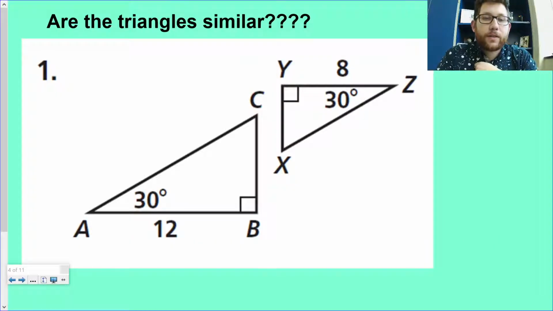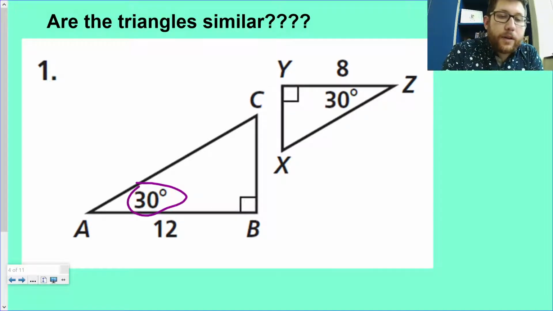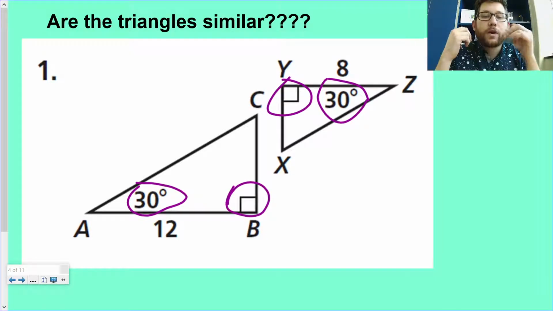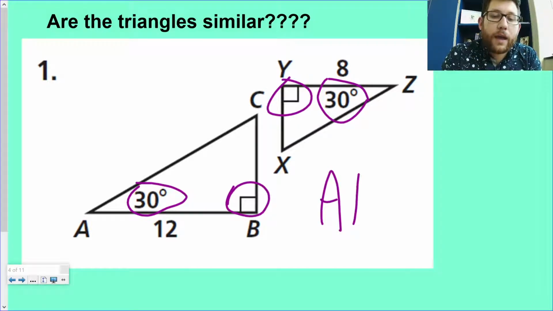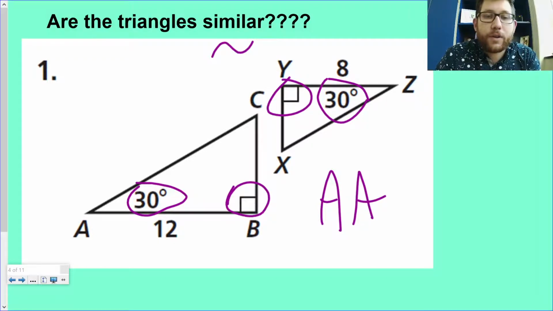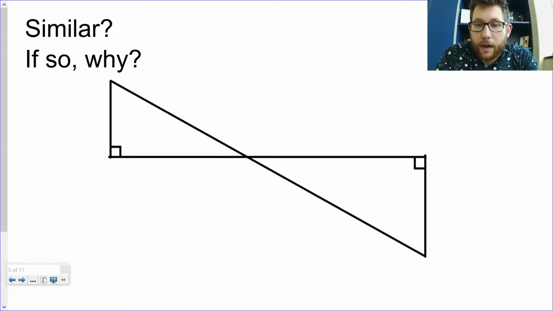So let's take a look at this. Are these triangles similar? Well, I notice I've got a 30-degree and a 30-degree, so that checks out. I've got a 90-degree and a 90-degree, so two thumbs up. I don't even have to look at the sides. I've got an angle and an angle. These triangles are similar. And remember, our symbol for similar is this one squiggle, instead of congruent where it has an equals underneath. All right, so let's look at another one.